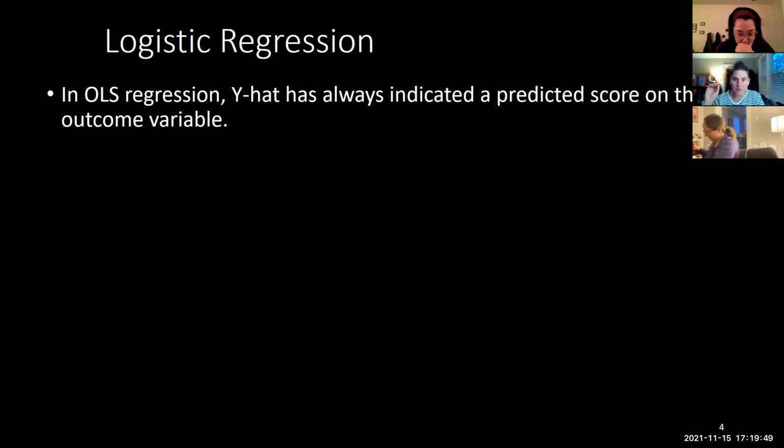So in ordinary least squares regression, or in a GLM, which is what we've all been learning about so far this year, your y hat, which is your expected score, was always an indicator of a predicted score on your outcome variable, or a predicted value on whatever your outcome is. Remember, the goal of regression, or the goal of a GLM, is to come up with one expected score for every person, combination of x's.